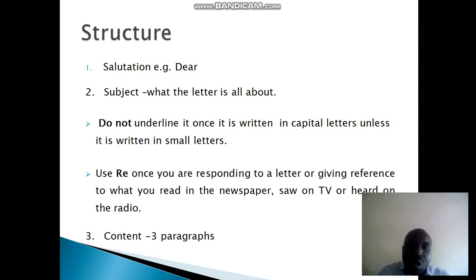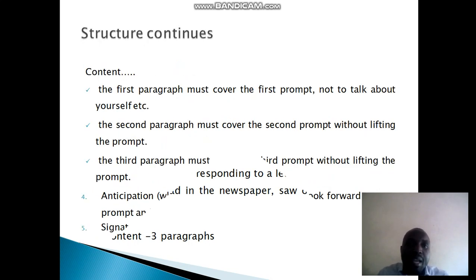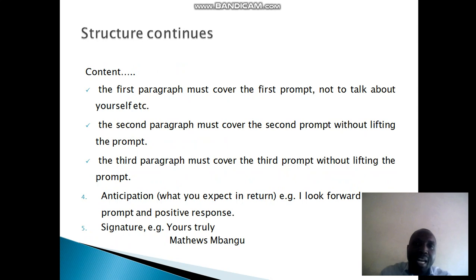Use re only when you are responding to a letter or giving reference to what you read in the newspaper, saw on TV, or heard on the radio. So if you are a first-time writer, you don't have to make use of re when you are writing a formal letter. Then under content, you are expected to have 3 paragraphs. Remember, 150 words means 3 paragraphs. The first paragraph must cover the first prompt, the second paragraph the second prompt, and the third paragraph the third. You need to cover the prompts.